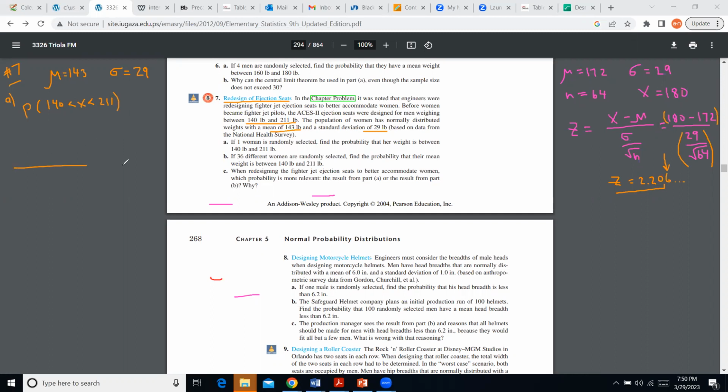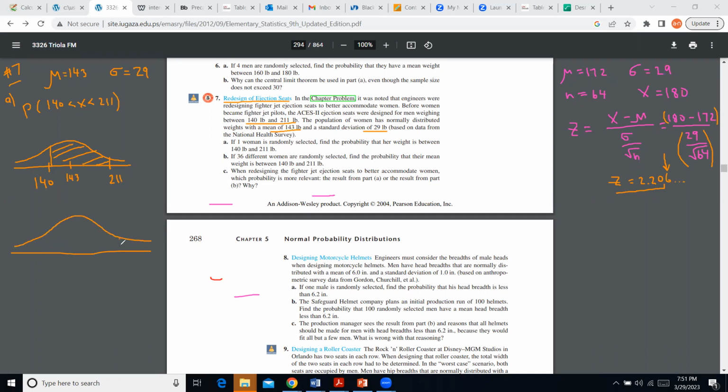And as usual, I'm going to make a picture here and put the mean of 143 right in the center, right? So we have 140 on the left side and 211 all the way on the right. So it looks like this population is kind of shifted towards the right compared to the actual mean. So the question is, how can I find the area under this curve?